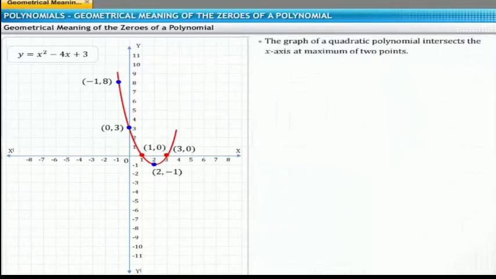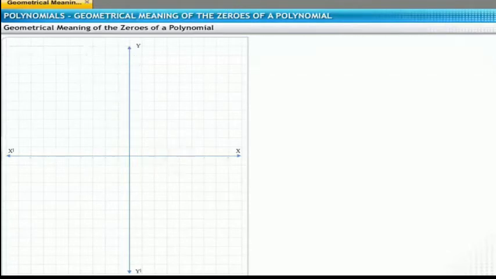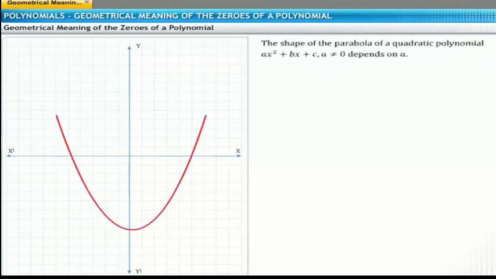Here you can see we are not getting a straight line because it is not a linear equation. And again one more example, y is equal to x square minus 4x plus 3. Again we are not getting a straight line because it is a quadratic polynomial, not a linear polynomial. So the graph of a quadratic polynomial intersects the x axis at a maximum of 2 points.